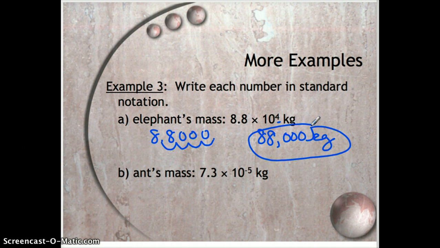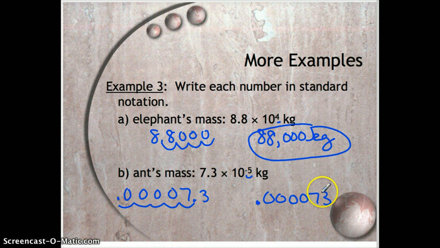Okay. If I'm looking for an ant's mass, an ant only weighs 7.3 times 10 to the negative 5 kilograms. So this negative exponent is going to say, I'm going to make a really tiny number. I'm moving my decimal place to the left. So 7.3, now I'm going to go 1, 2, 3, 4, 5, put my decimal in, add in the zeros. So I would have 4 zeros, 7.3 kilograms. That's how much my little teeny ant would weigh.